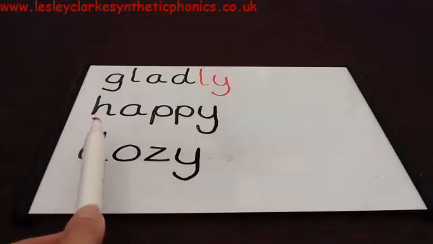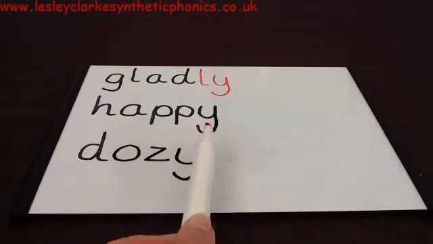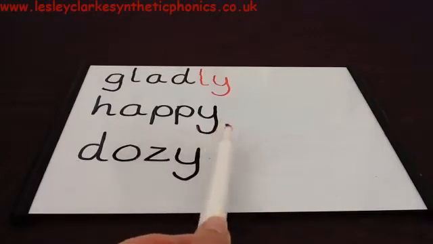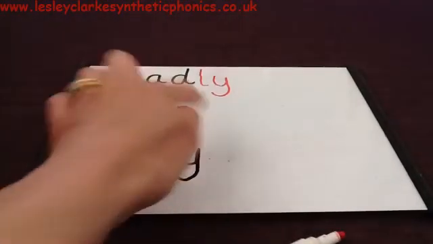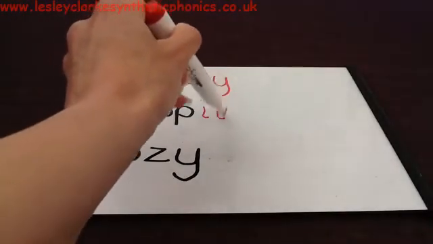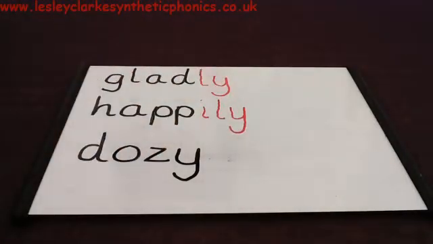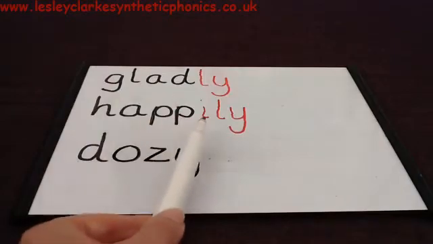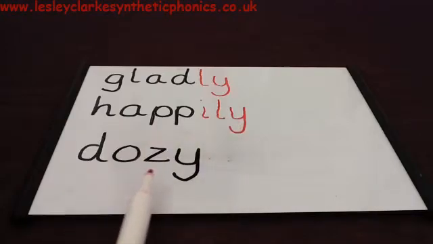Let's have a look at the next one. We have happy. If I want to change that to happily, watch what happens. Did you notice what happened? I changed the letter Y that was here into a letter I, and then I added my ly. Let's have a look at another word that also has a Y on the end of it.